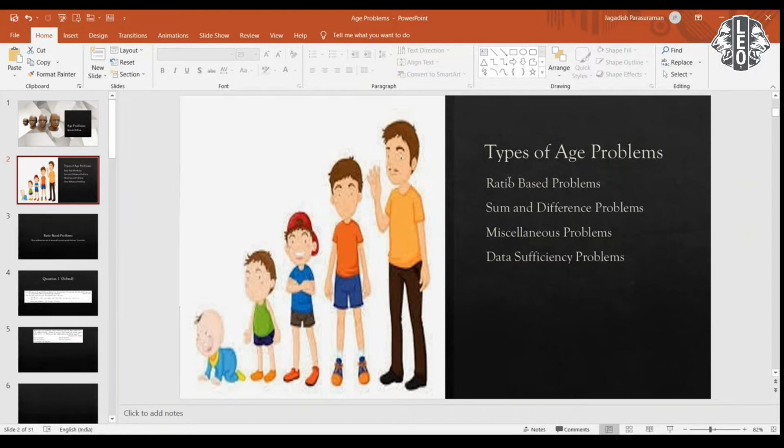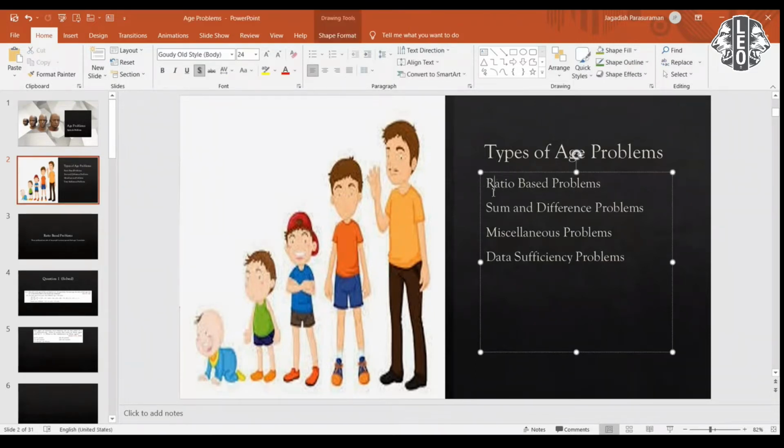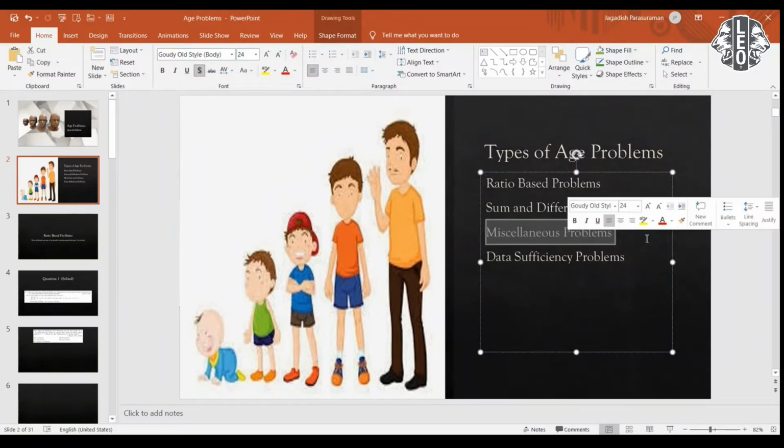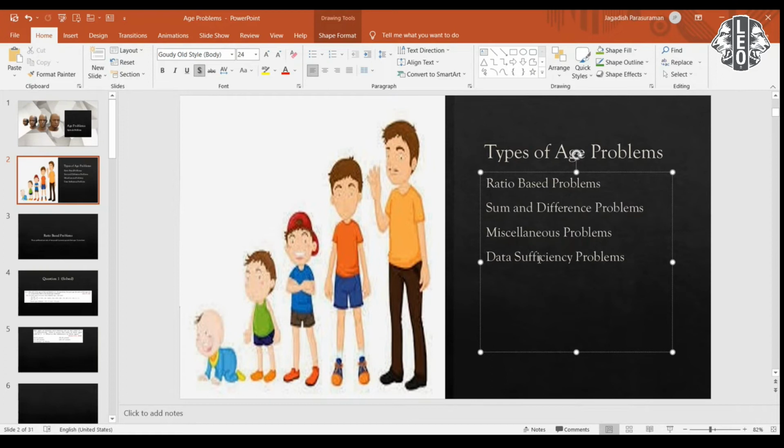So these problems I have classified into four types. This is how I did it. The types are: the ratio based problem, where you'll be given a ratio; the sum and difference type problems, where you'll be given a sum and difference, and I will be explaining that here; and miscellaneous problems, and data sufficiency and insufficiency problems.